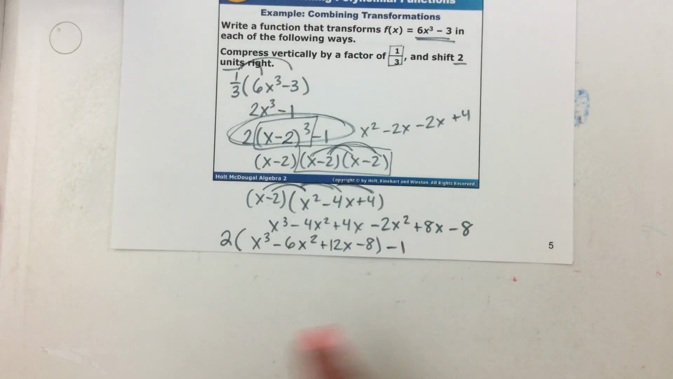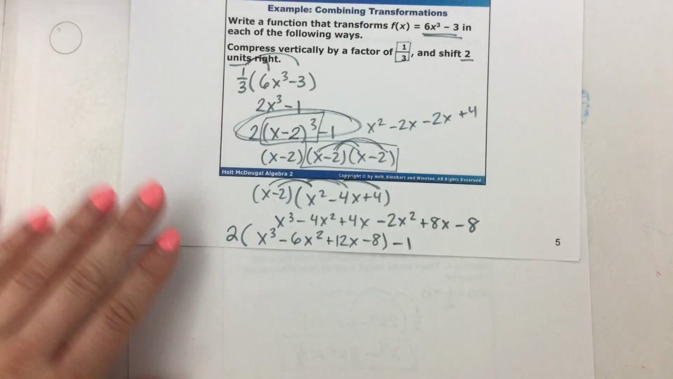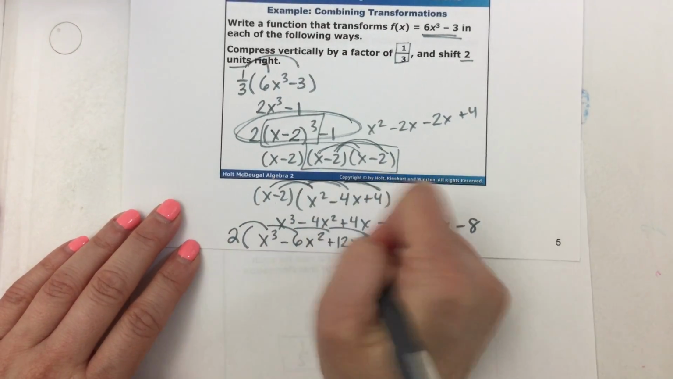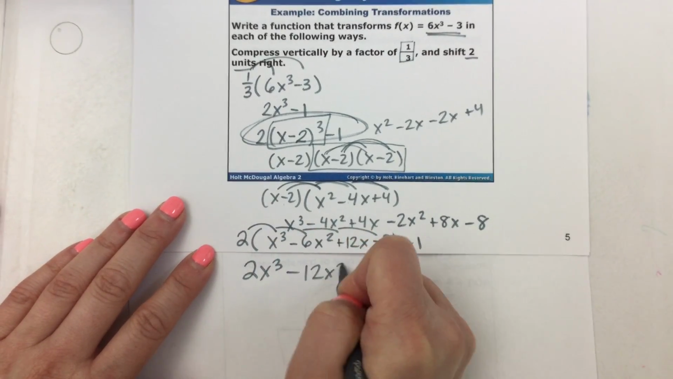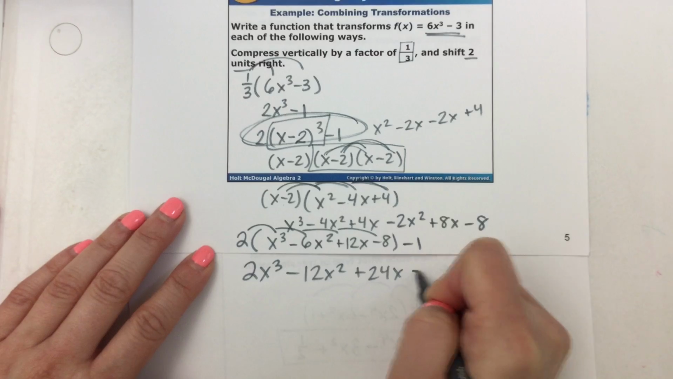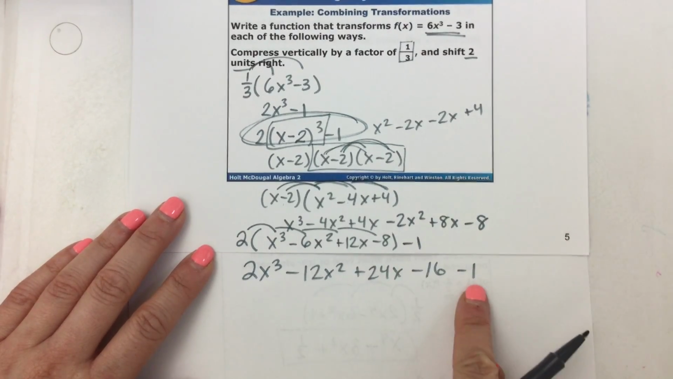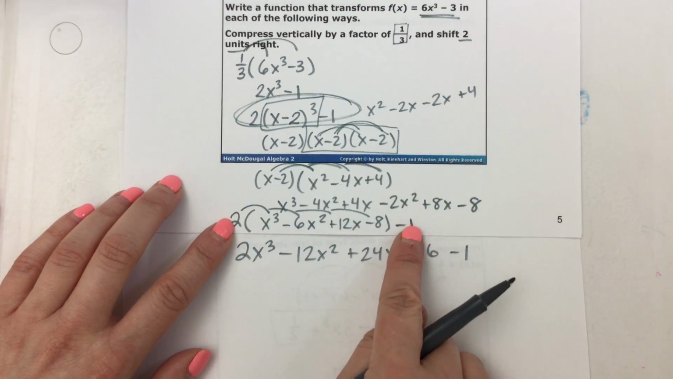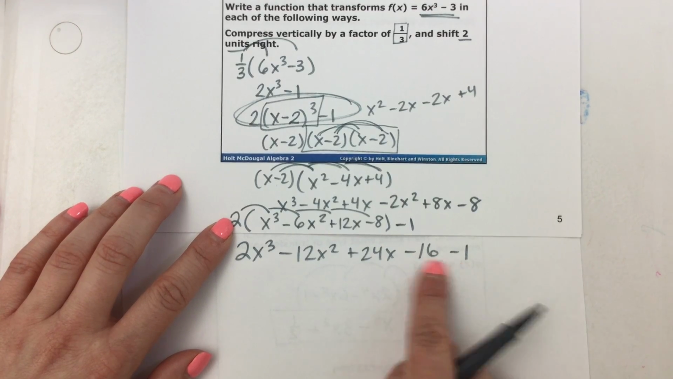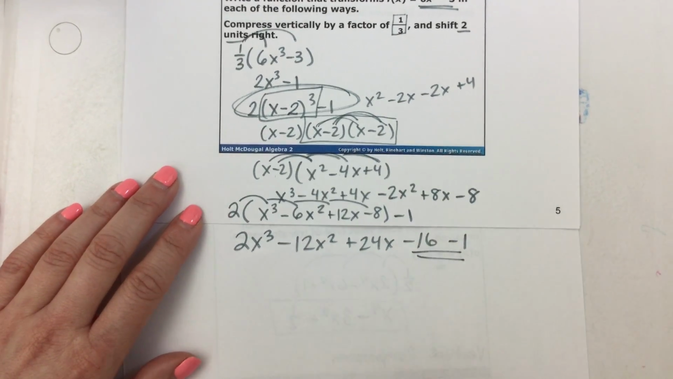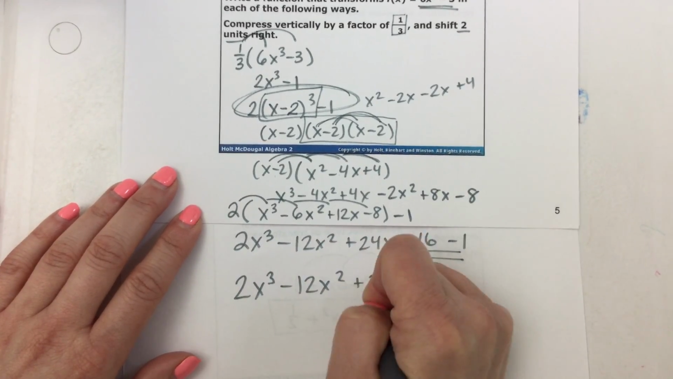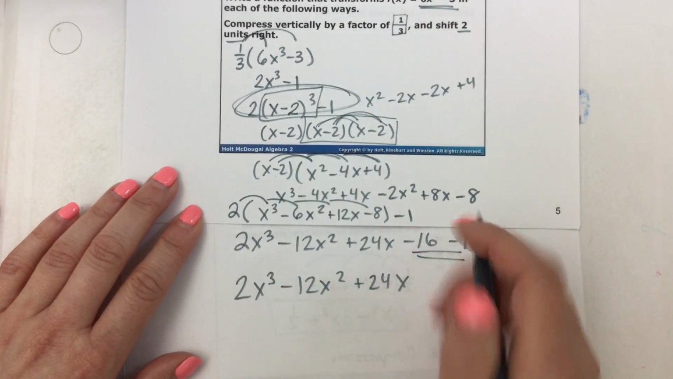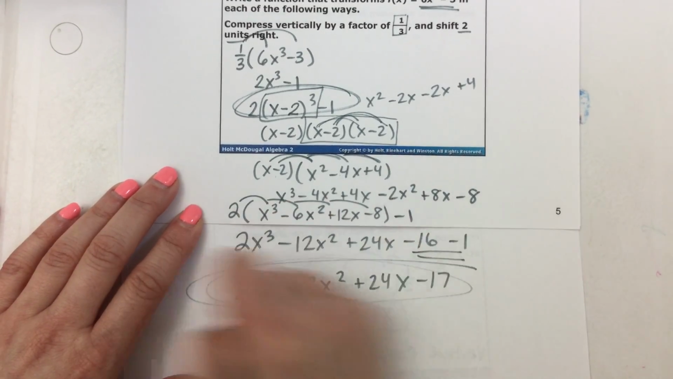So now, again, we have to keep with order of operations. So I distribute the 2 to everything. 2x cubed minus 12x squared plus 24x minus 16. This minus 1 did not go with the 2 because it wasn't in parentheses. Combine these 2, that is your new rule. 2x cubed minus 12x squared plus 24x. Negative 16 minus 1 more is negative 17.